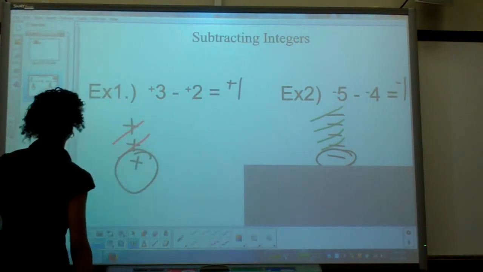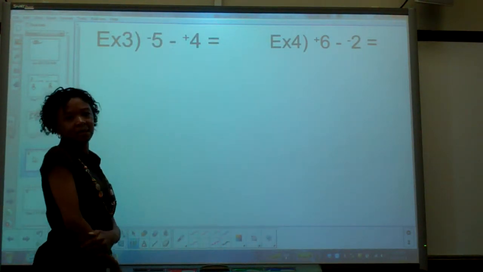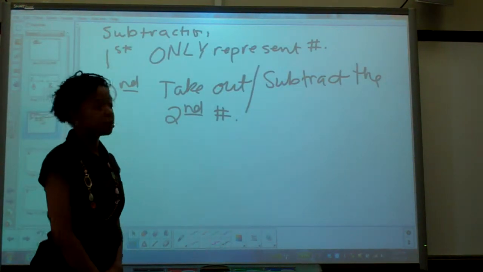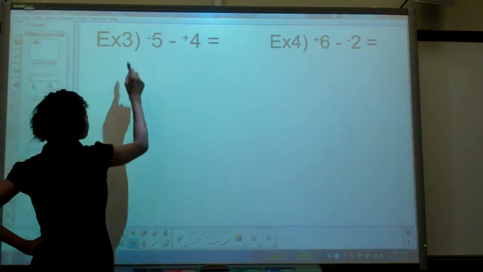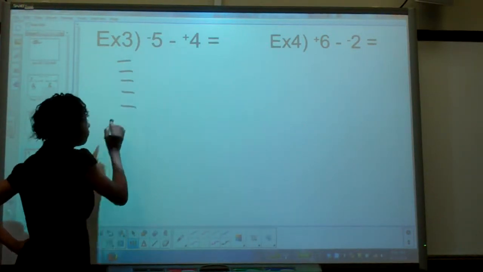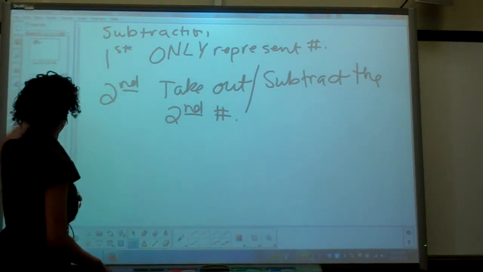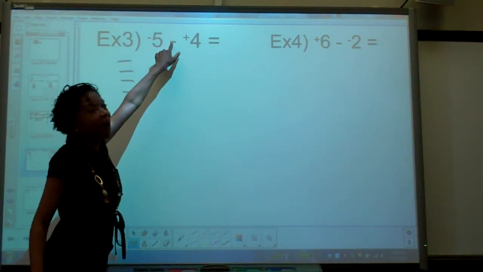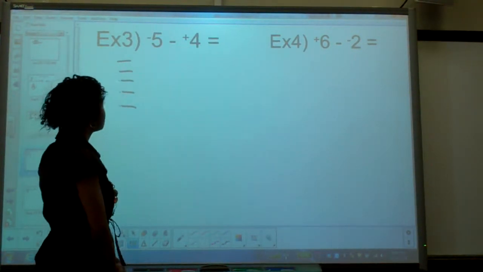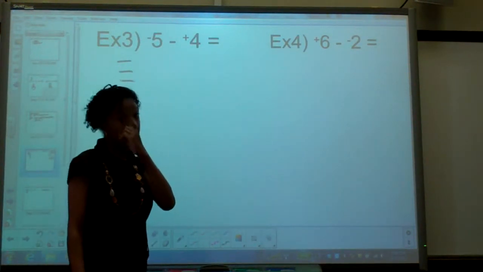So -5 minus a -4 is a -1. All right, example number 3. Example 3 says -5 minus a positive 4. So again, what's the first rule? We're going to first only represent the first number. So here we are, represent the -5. Here we are, -1, 2, 3, 4, 5. Step 2 again, take out or subtract the second number. It says minus, or take out, or subtract 4 positives. Do we have 4 positives to take out? The answer is no. We do not have 4 positives to take out.